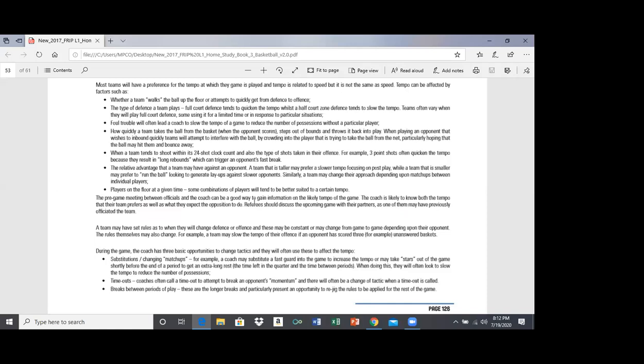of the game. The pre-game meeting between the officials and the coach can be a good way to gain information on the likely tempo of the game. The coach is likely to know both the tempo that their team prefers as well as what they expect the opposition to do. Of course, I use the term historical data. That's why you have these guys who go out and scout the teams.